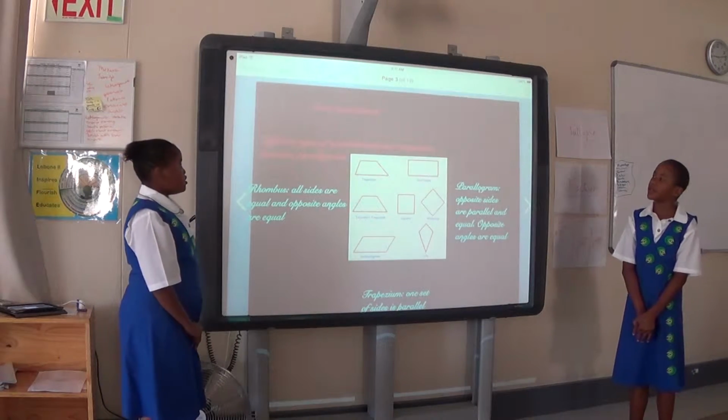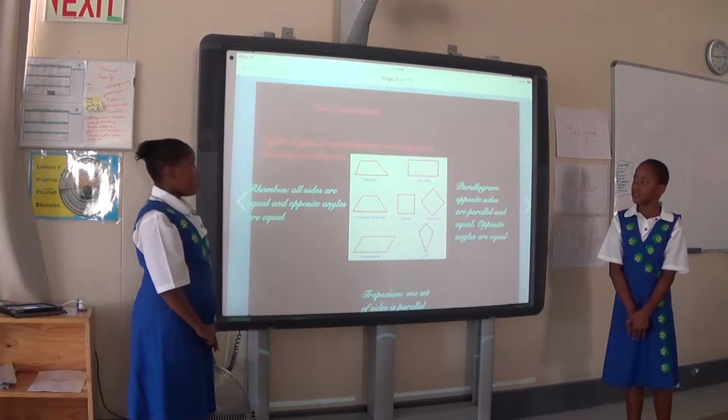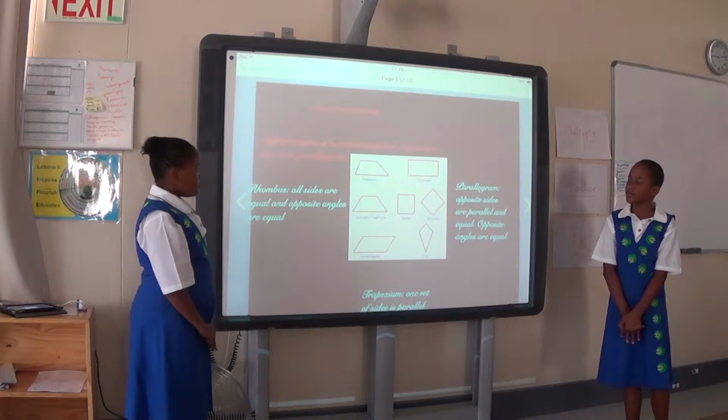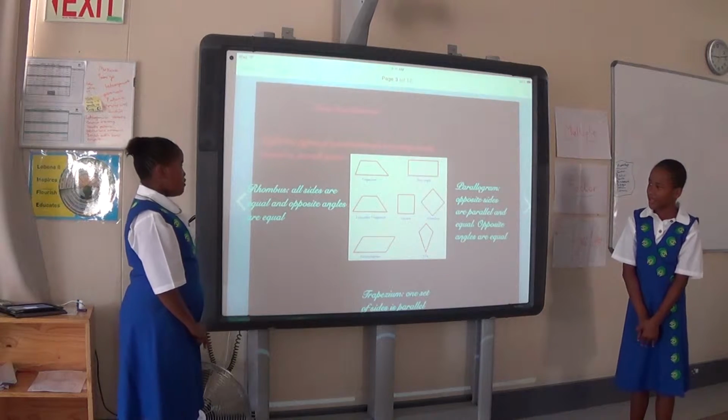And obviously make sure that the learners have the right vocabulary. Often we forget to talk about the words and make sure that the learner actually does have the correct understanding of the terms we use in mathematics. About quadrilaterals. Different types of quadrilaterals are trapezium, rhombus, parallelogram.